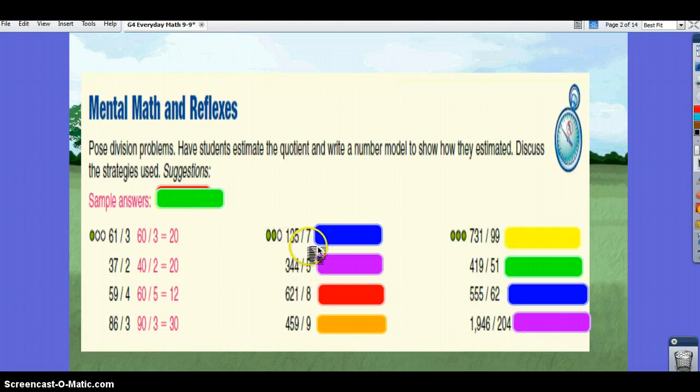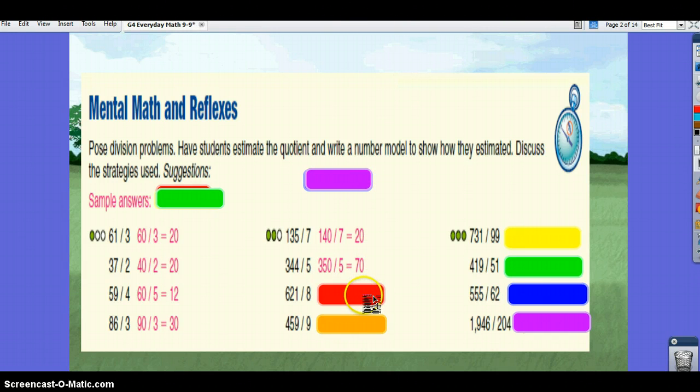135 divided by 7. Well, I'd round that up to 140 because I know 7 will go into 14 twice, and then my 0 will come up with 20. 344 divided by 5. I would probably round that one up to 350 because 5 will go into 35 7 times, and then I'll have a 0 left for 70.